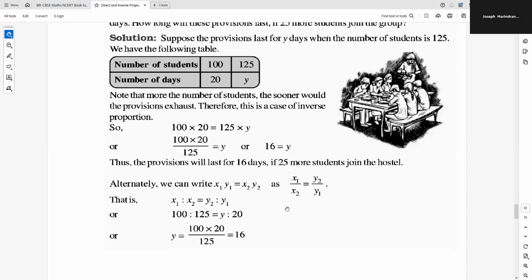Alternately, you can do it by the proportion method, the ratio method also, by product of the means and product of the extremes, and so on. That's another method, but this method is quite simple. You can follow any one method. You can just go through and find out which method is suitable. And see that this inverse proportion is very simple. You just have to multiply this way and equate these two. XY is a constant, that's all. One variable is X, the other variable is Y. So X1 Y1 is equal to X2 Y2, and thereby equate the two. Thereby you get Y is equal to 16. 16 is the number of days the food will last if 25 more students join the hostel.